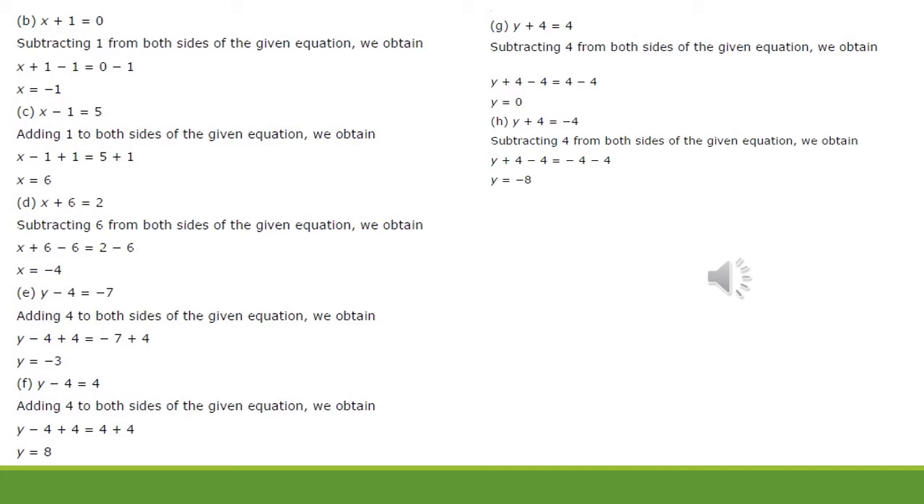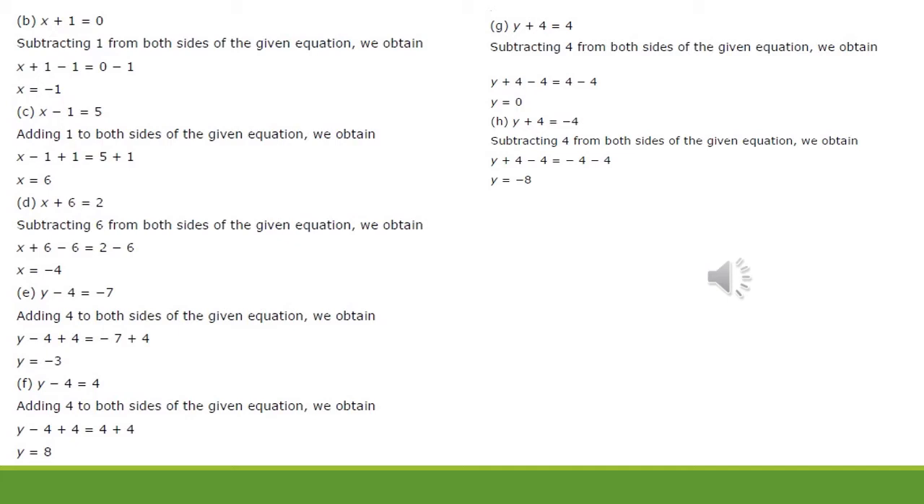Part D, x plus 6 is equal to 2. Here we have plus sign before 6. So to remove 6, we have to subtract 6 from both sides. So x plus 6 minus 6 is equal to 2 minus 6. So x plus 0 is equal to minus 4. That is the solution.